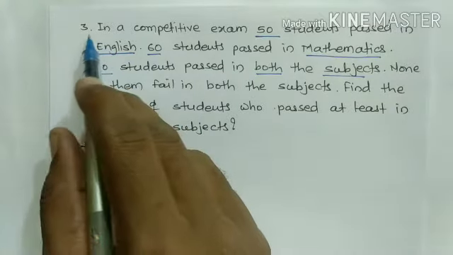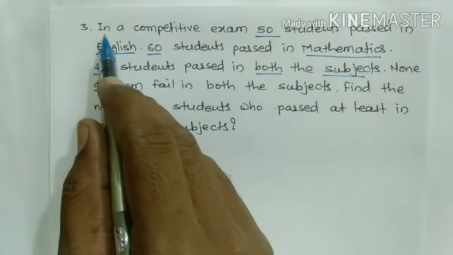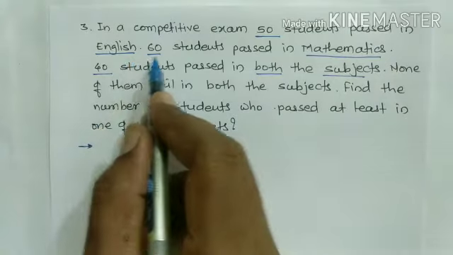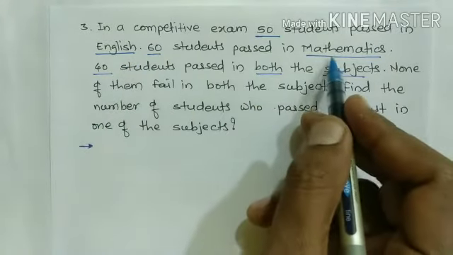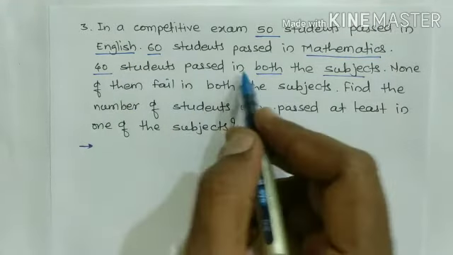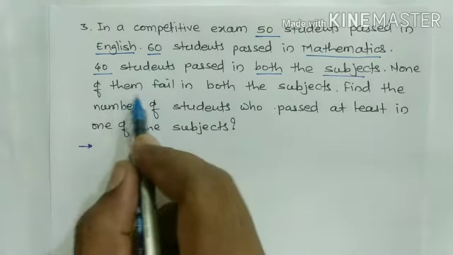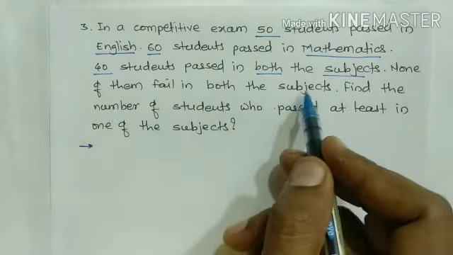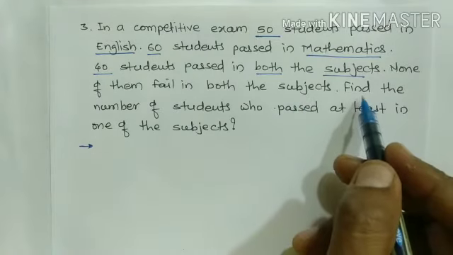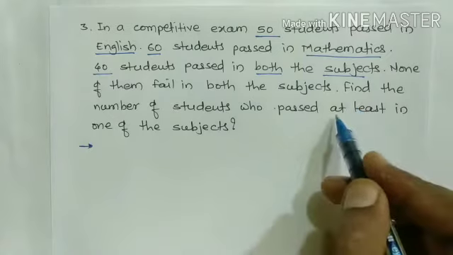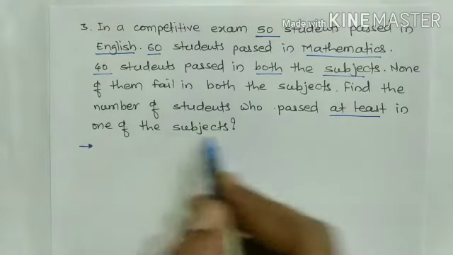Now the next example is example number 3. Here, in a competitive exam, 50 students passed in English, 60 students passed in mathematics, and 40 students passed in both the subjects. None of them failed in both the subjects, and we have to find out the number of students who passed in at least one of the subjects.